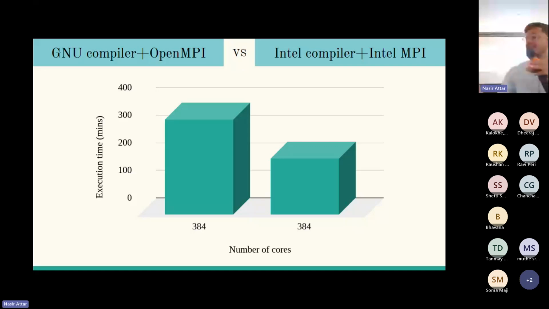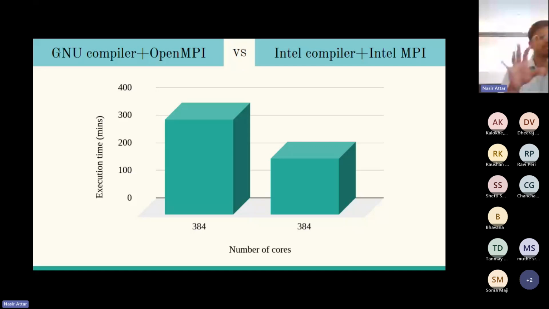100 Gbps, sorry, 100 Gbps. And for Ethernet, it can be 10 or so. Yeah, 10 Gbps. So you can imagine the difference. But these codes were run on OpenMPI using the InfiniBand and also the Intel MPI using the InfiniBand. So the basic working conditions are the same. It's just the compiler and MPI difference.